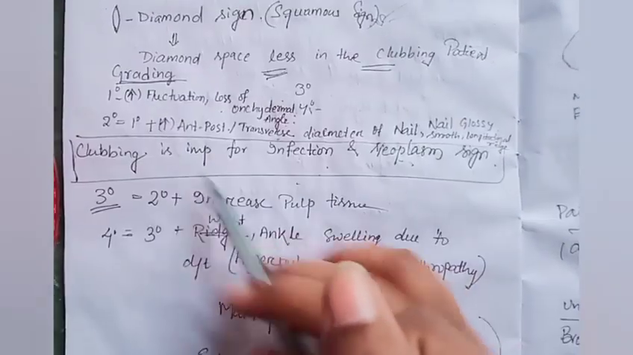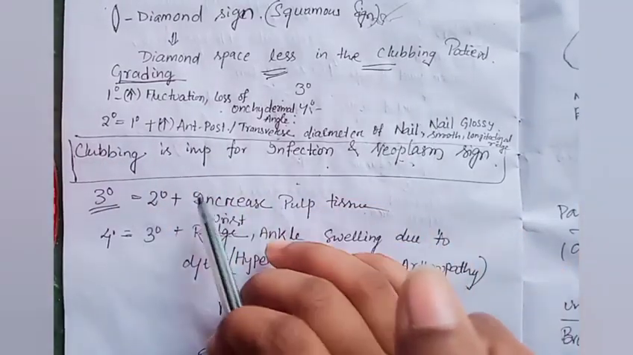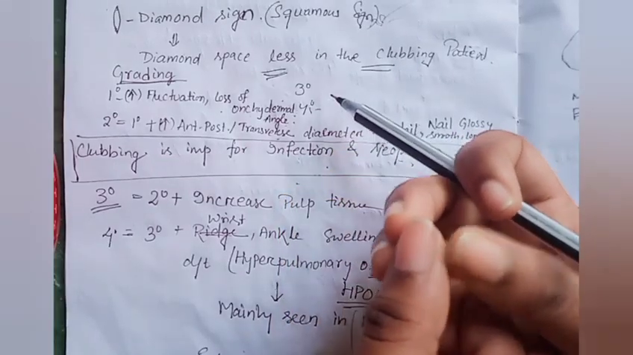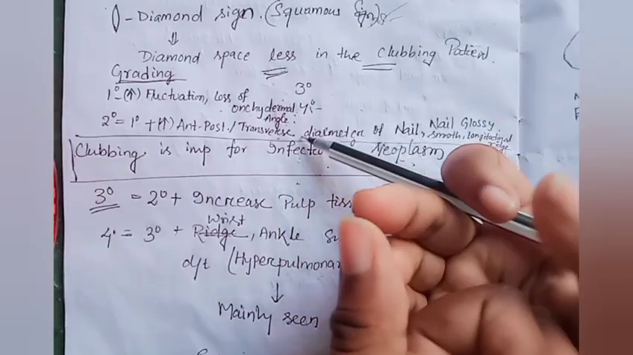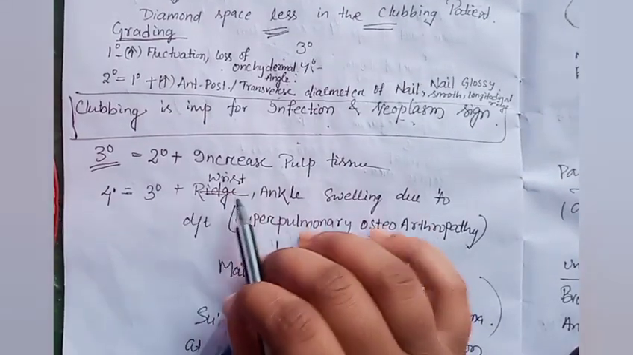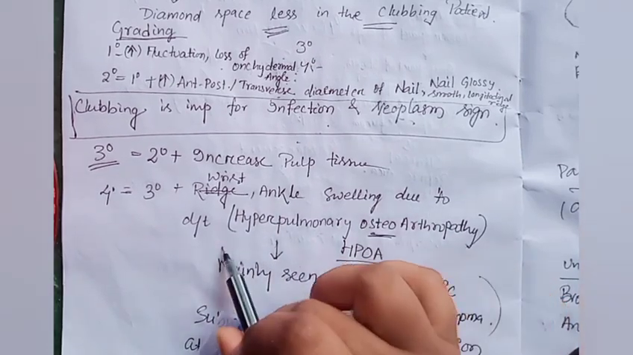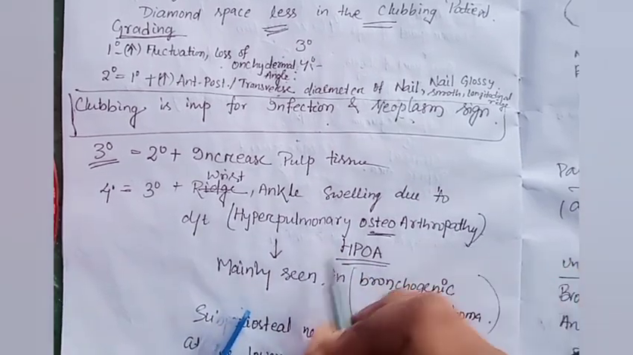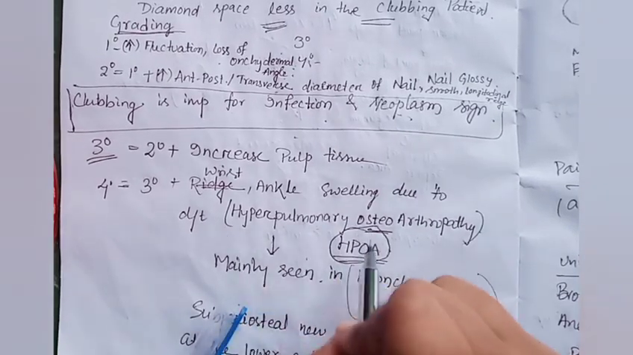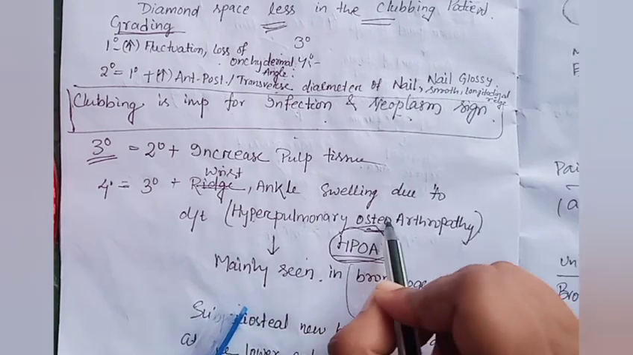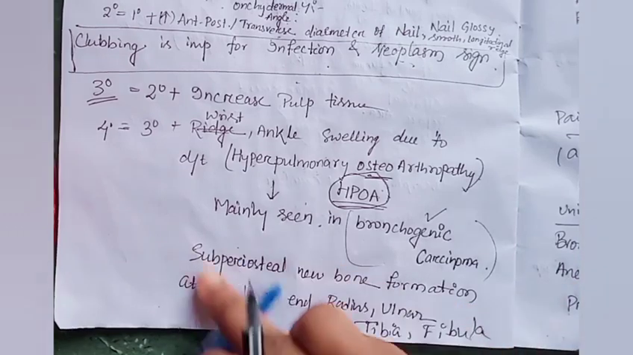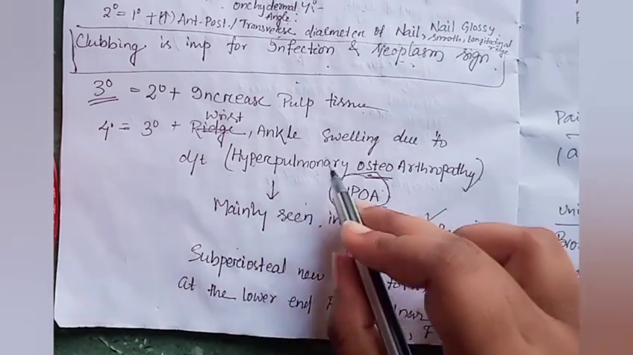In tertiary, all the signs of the secondary are present with increased pulp tissue. The pulp tissue increases so much that it looks like inflammation. Then in the fourth degree, that is tertiary plus wrist swelling due to hypertrophic pulmonary osteoarthropathy, HPOA. It is clinically important; the examiner always asks what HPOA is. It is mainly seen in which carcinoma? Bronchogenic carcinoma.